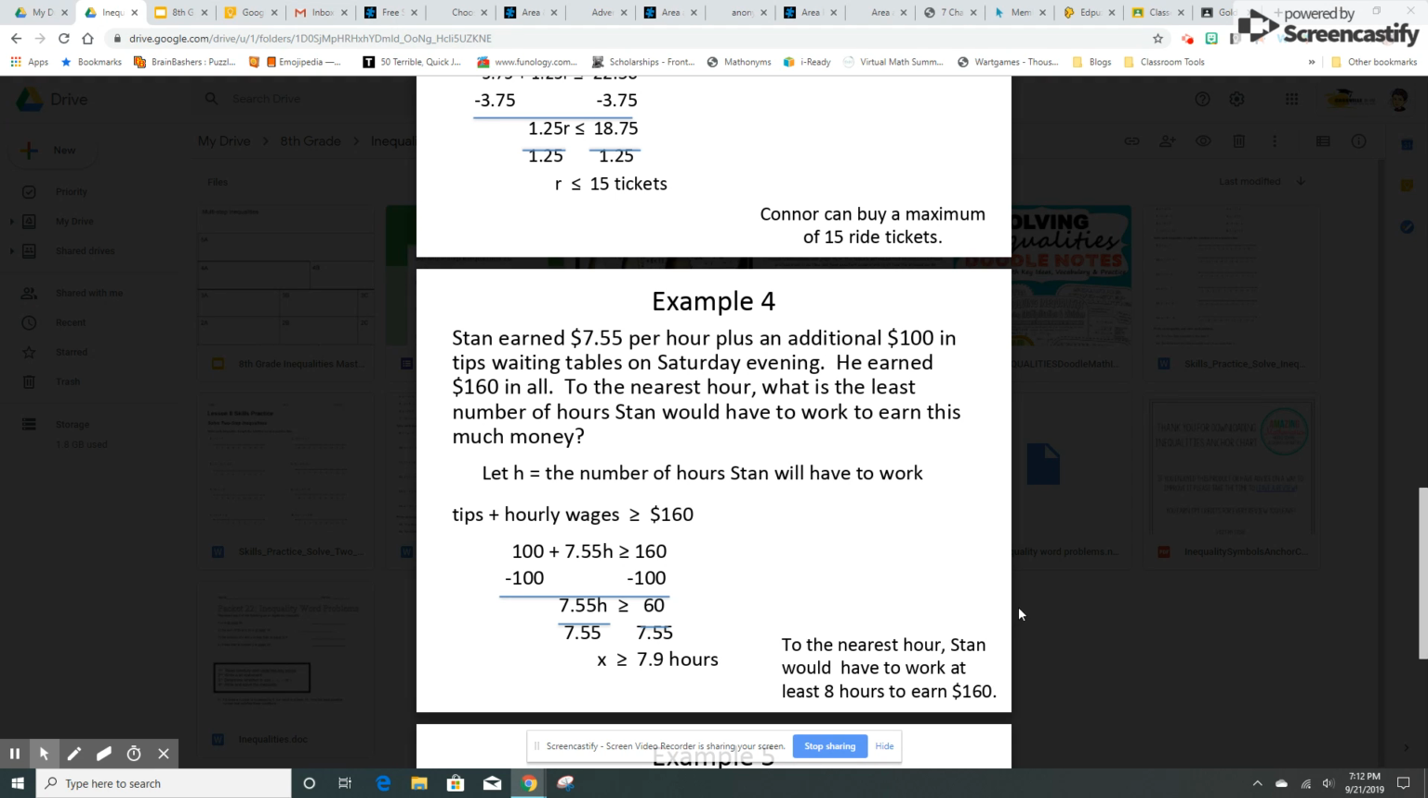We're going to let H be the number of hours Stan worked, and we have our tips plus how much he worked per hour times the number of hours. So we set all that up and we solve it. And when we get that answer, it's 7.9 hours. But in our instructions, it says to the nearest hour. So we want to go ahead and round that to 8 hours.